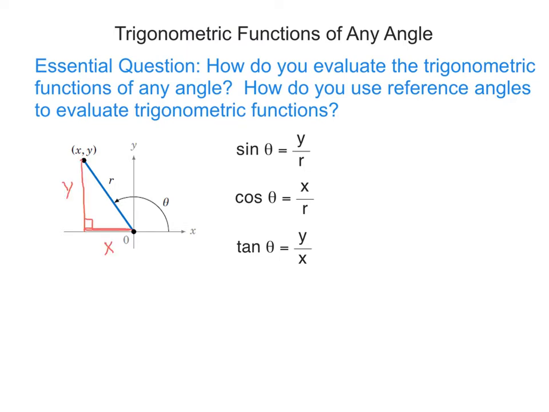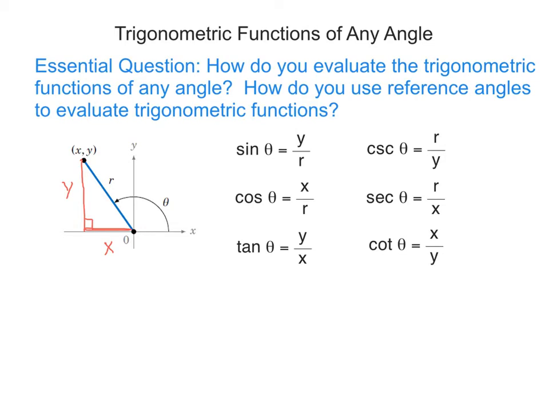So now if you look at how I've drawn the right triangle, you can see how we come up with the y over r, x over r, and y over x. Now, these are the three basic trig functions, but what about the other three reciprocal trig functions? So cosecant theta is simply equal to r over y, secant theta is equal to r over x, and cotangent theta is equal to x over y. The reciprocals of what sine, cosine, and tangent are equal to.